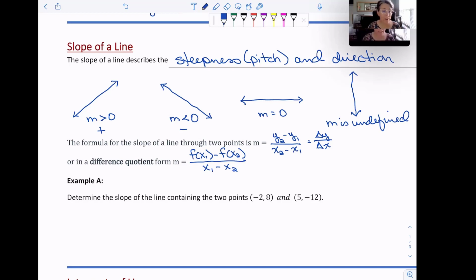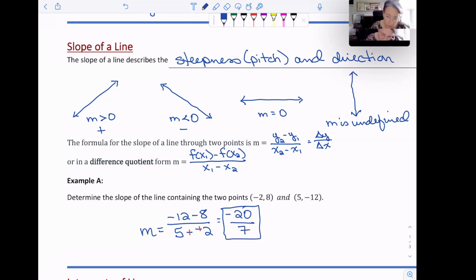Just for practice, in example A, they want us to determine the slope of the line containing the two points (-2, 8) and (5, -12). To find that slope, we subtract the y values. If we start with the second one, that would be -12 minus 8. If we start with the second point up top, we have to start with the second point down below, so that would be 5 minus -2. A minus a negative becomes plus a positive. So we get -20 over 7, and that doesn't reduce, so that is our slope.